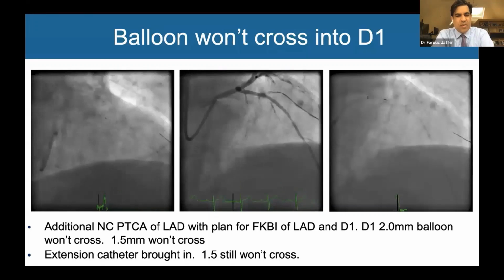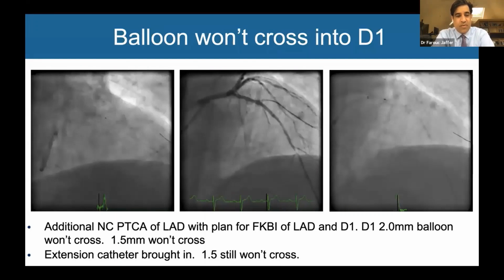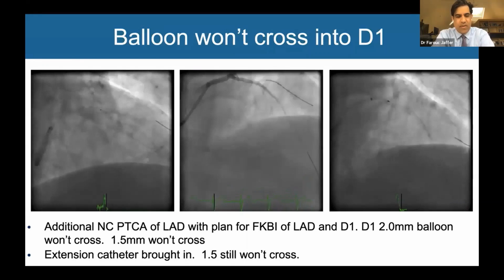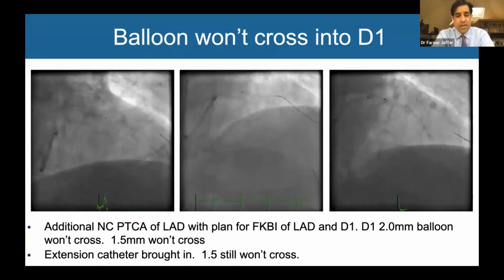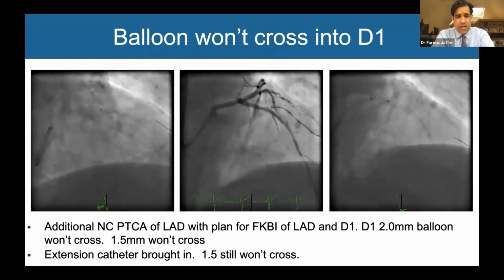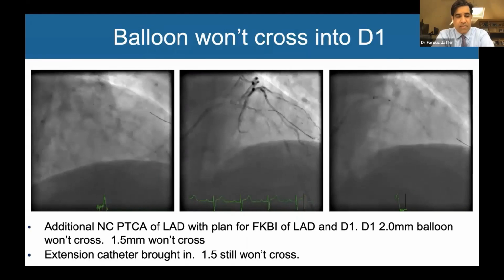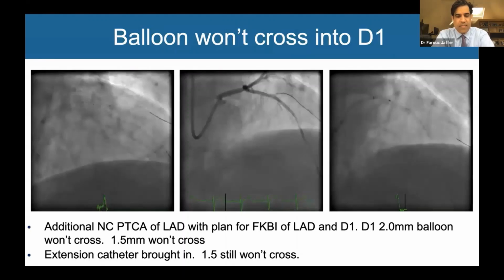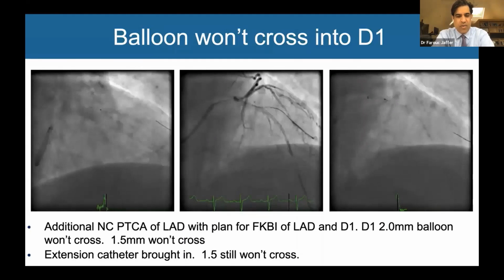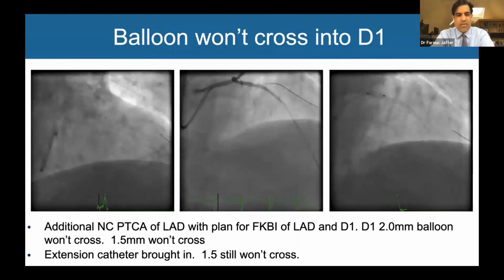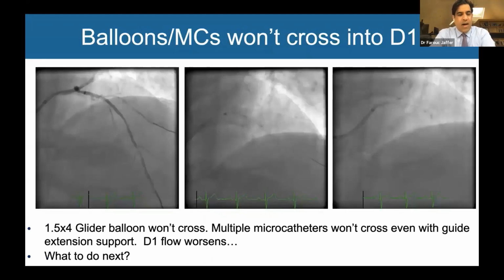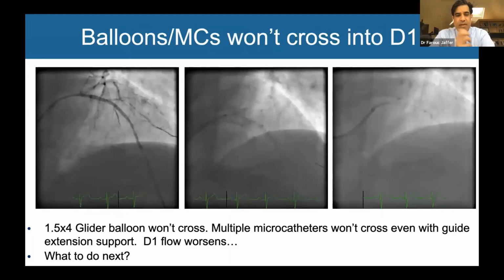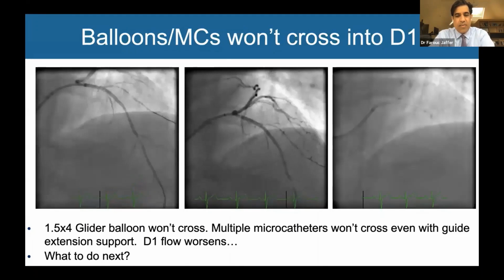As we began to try to traverse D1, which had been rewired, with the target of rewiring past the distal strut, we were not able to cross. At that point, we did not have 1.0 balloons that we do now, but when this case was done, we had 2.0 and 1.5, so we brought in an extension catheter. The 1.5 balloon still would not cross. We then used a Glider balloon, which has a sleeve on it that sometimes can swivel through. That would not cross.